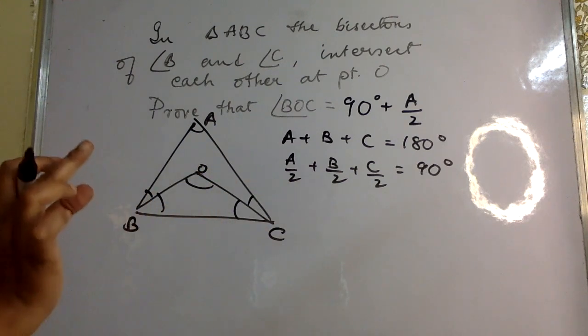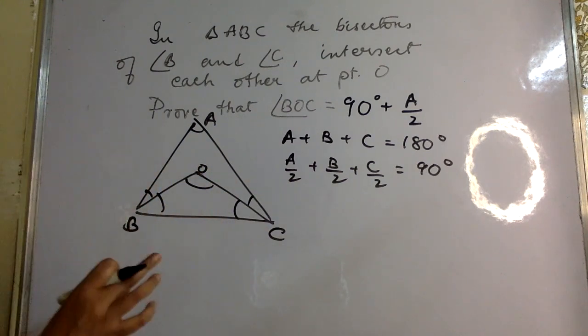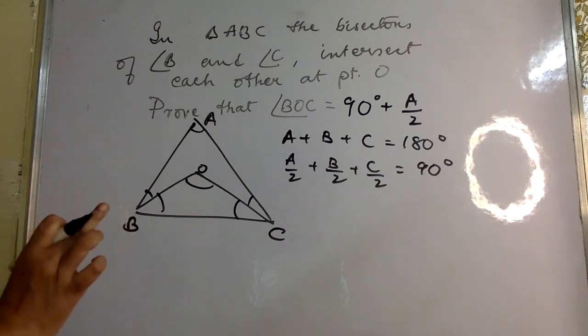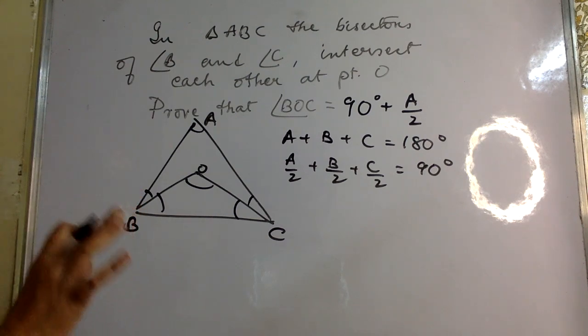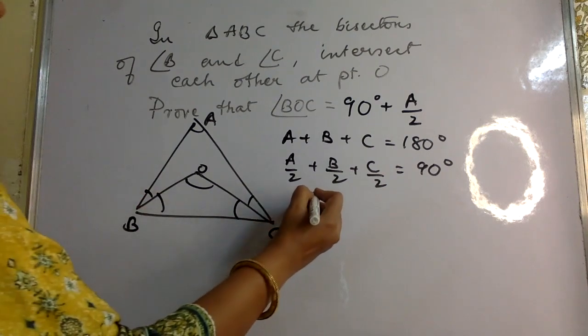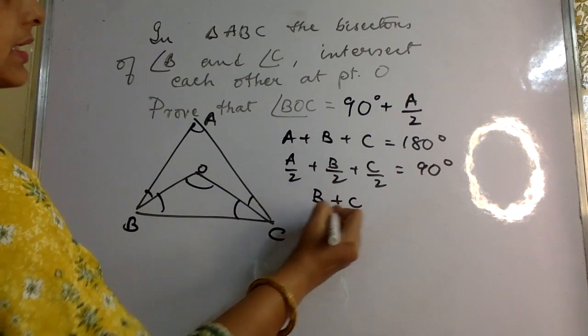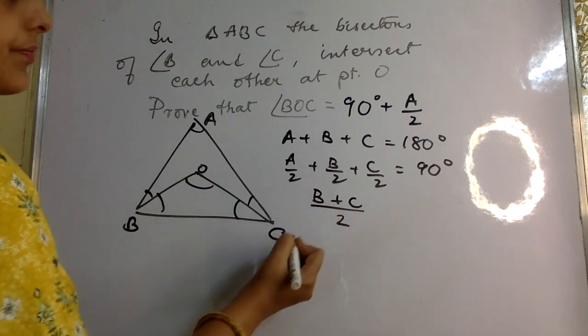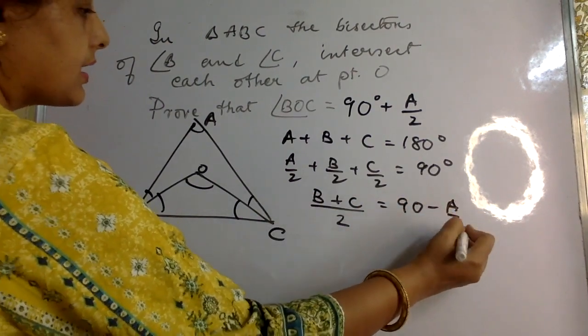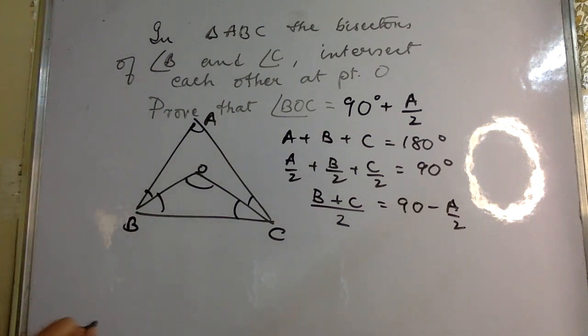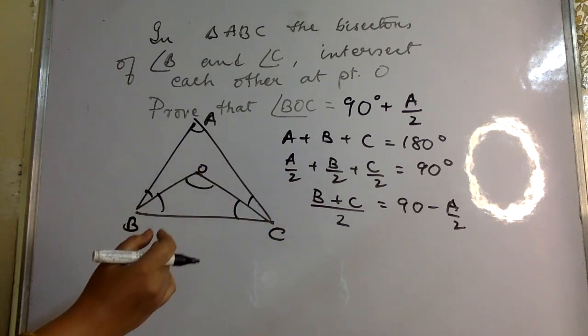Now this is one sum which is a little difficult to do in the examination hall, at least the first time. Unless you have practiced it several times, you won't get it easily in the examination, generally I am saying. So here B plus C by 2 is equal to 90 minus A by 2, isn't it? B plus C by 2 is 90 minus A by 2.